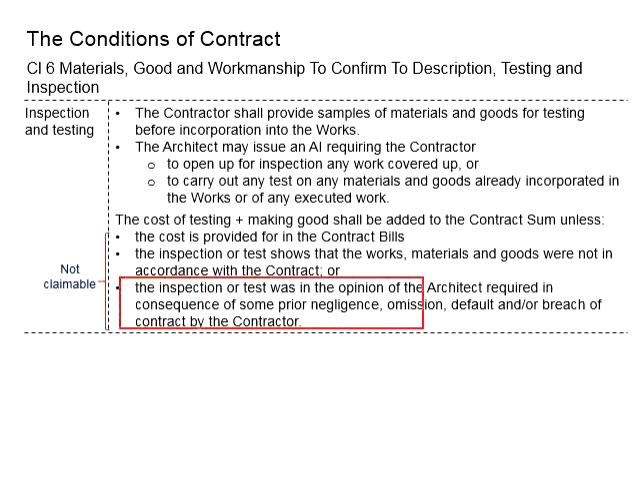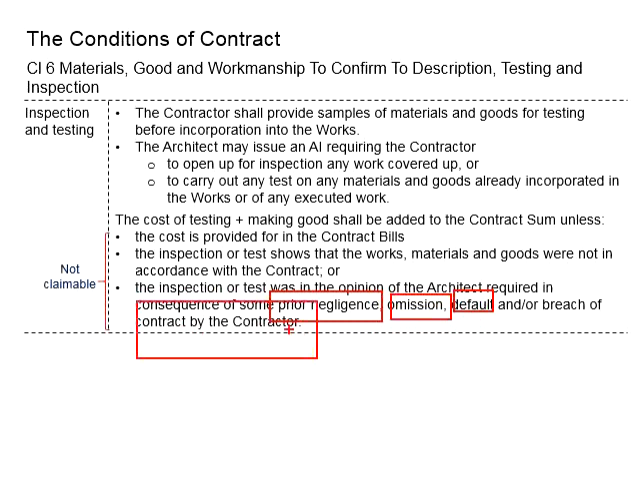Second, the inspections or tests were, in the opinion of the architect, required in consequence of some prior negligence, omissions, defaults or breach of contract by the contractor. Then this cost will be borne by the contractor. The reason is that the contractors have precedents that lead to reasonable doubt of the architect, or the contractor has demonstrated some prior negligence, omissions, defaults or breach of the contract in some other part, which is likely to lead to the consequences of the parts to be inspected and tested not meeting the requirement.